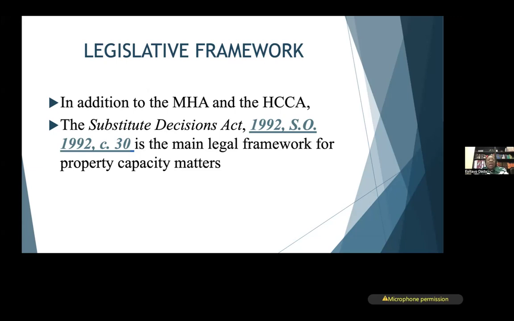So as we all know, when it comes to incapacity to consent in relation to property, we are guided by the Mental Health Act and the Healthcare Consent Act, but the Substitute Decisions Act is the main legal framework for property capacity matters.